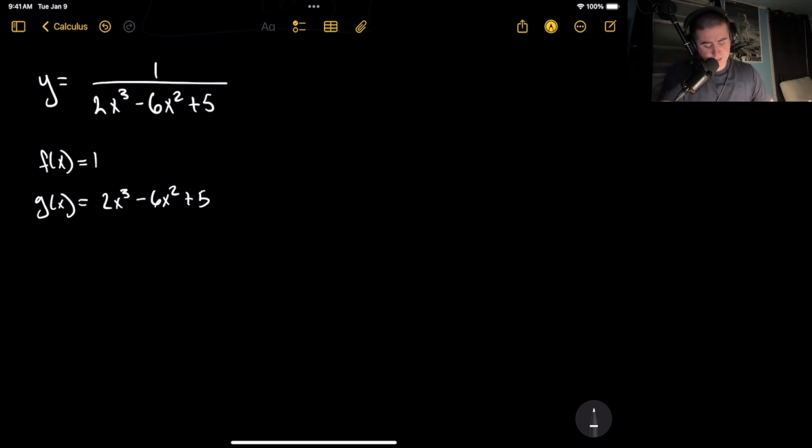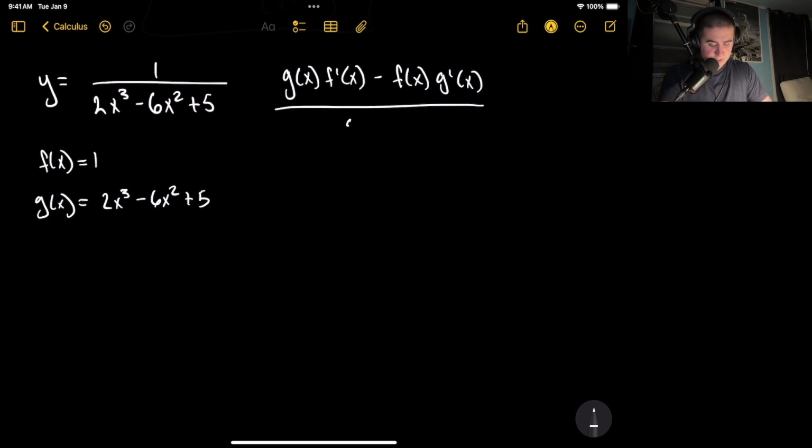Okay, so using the quotient rule, I like to always rewrite it. G of x times f prime of x minus f of x times g prime of x over g of x squared. We'll just put it that way. And we'll continue with the y prime. We'll continue with the rule here.